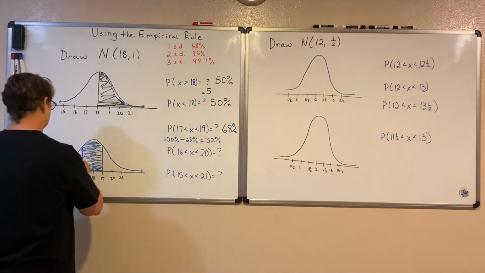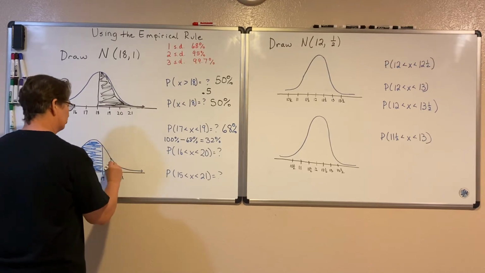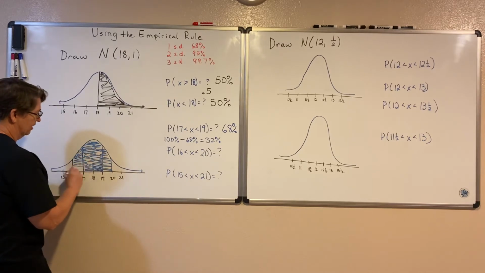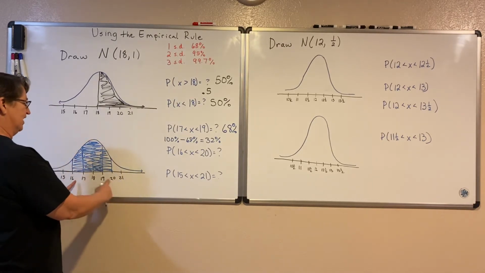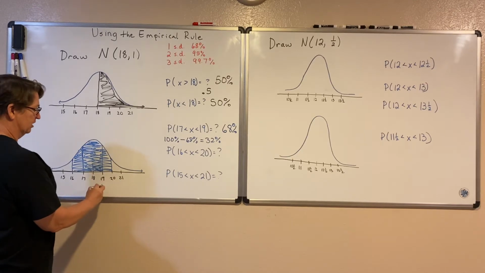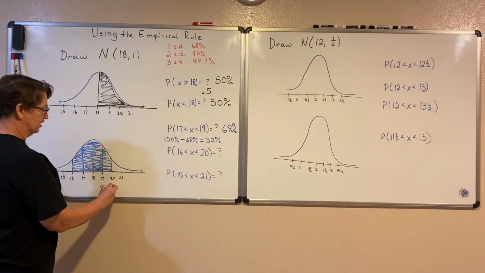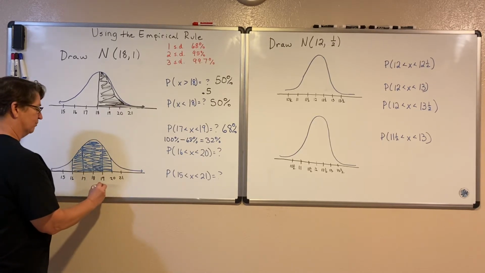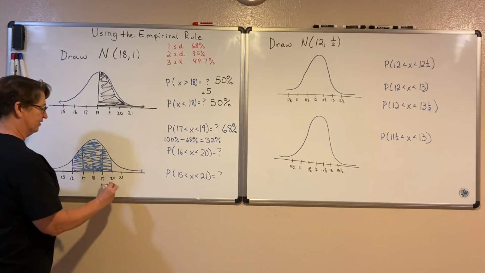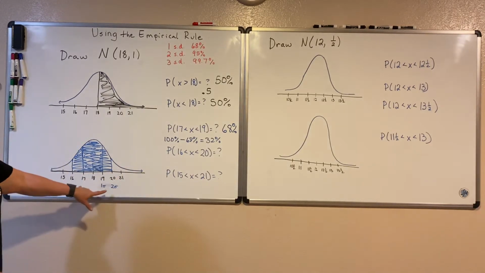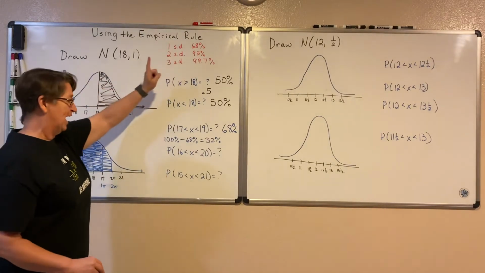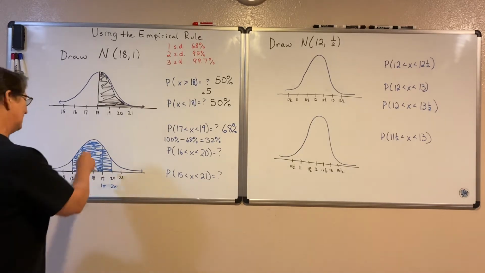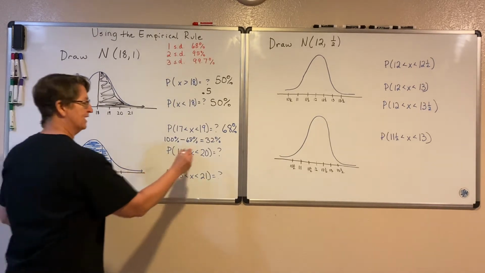Let's look at 16 to 20. If I look at the area between 16 and 20, notice that I'm within 2 standard deviations. This is 1 standard deviation. This is 2 standard deviations. Within 2 standard deviations from the mean is 95%. So the area underneath the curve, or the probability that I choose a data point between 16 and 20, is 95%.